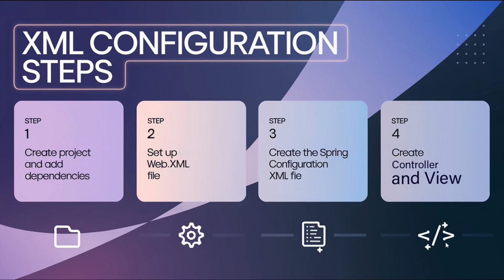Here's how we're gonna do it step by step. First, we create a new project and add required dependencies to the pom.xml file. Next, we set up the web.xml file. This is where we will define the dispatcher servlet and map it to a URL pattern. After that, we'll create a Spring configuration file. This is where we'll configure beans like ViewResolver and enable component scanning. Finally, we'll create a controller and view to process the request and display the output to the user.